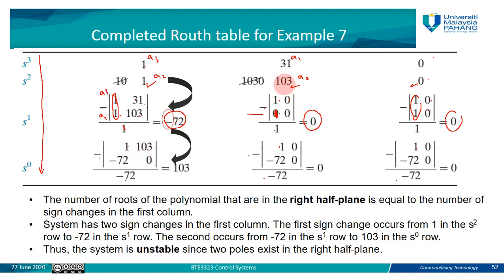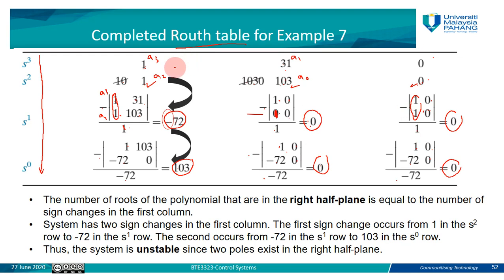This represents the 103 here and the 0 is here. For the second row here will be 0 and 0, so you just put 0 and 0, 0 and 0. So the value of the variables will be 0, 0, and 103. This is the Routh table for our characteristic equation. The elements of this Routh table are: 1, 1, negative 72, 103; 31, 103, 0, 0; and 0, 0, 0, 0.